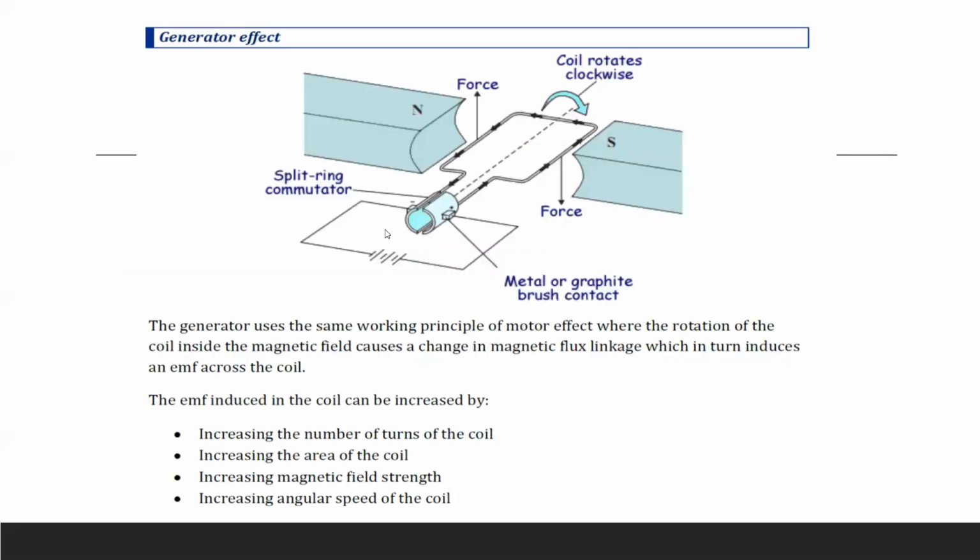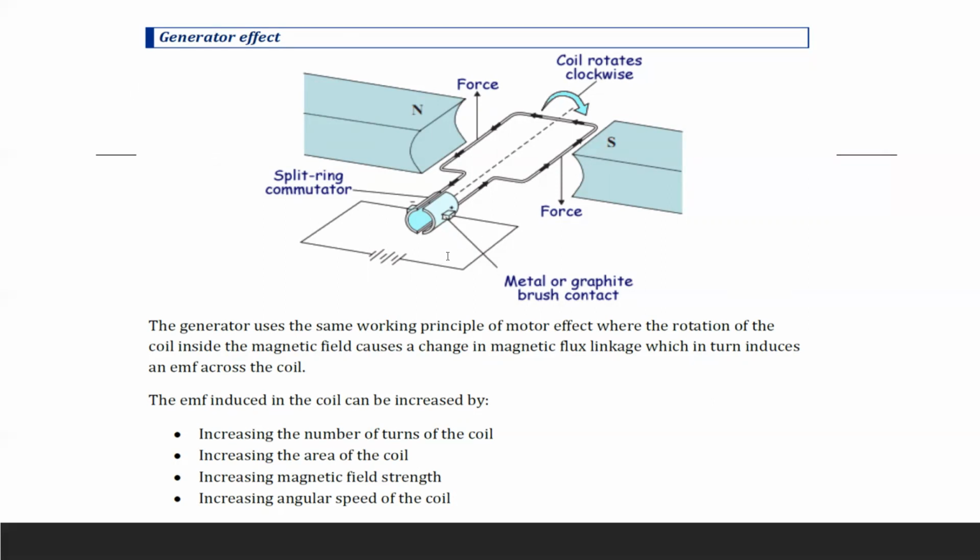So generators use the same concept. In the case of a generator, we rotate the wire, that produces a change in the magnetic field, and the change in magnetic field induces EMF. And if you want to find the direction of induced EMF, we use Fleming's right hand rule.